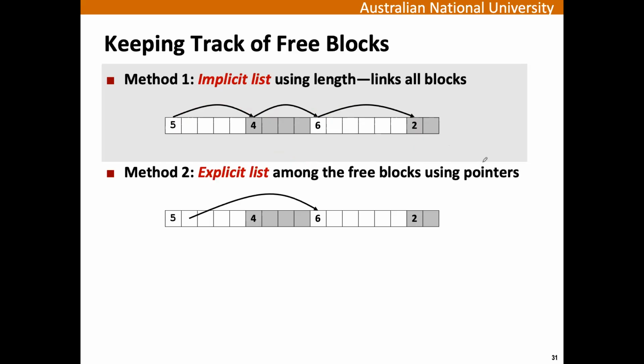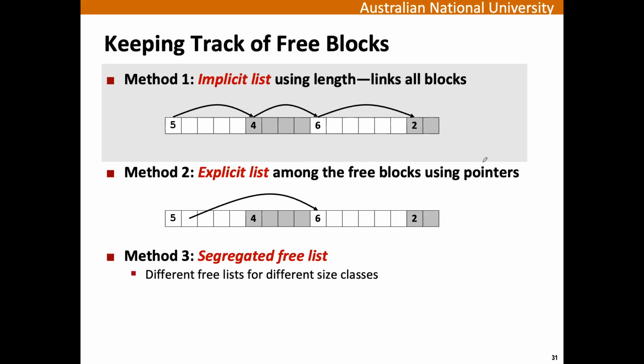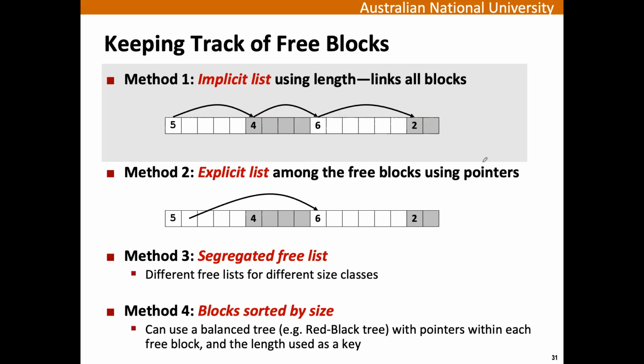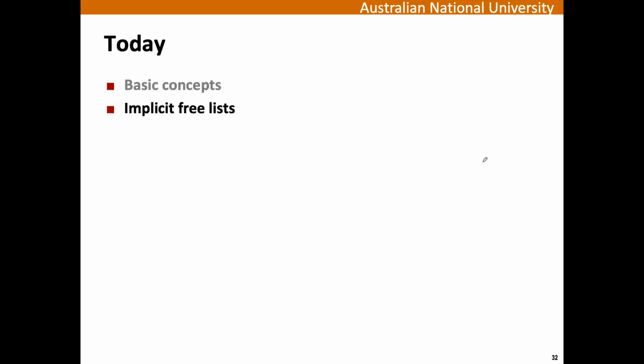Then we have explicit free list, where we will only track the free blocks. We will not track the allocated blocks. And then we will have segregated free list. And if we have time, we will do the blocks sorted by size.